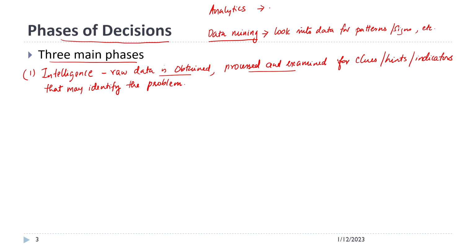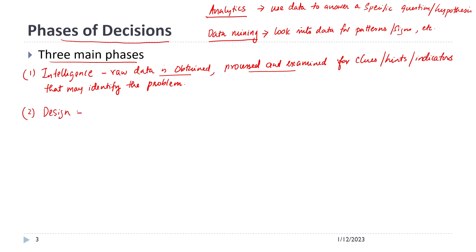Whereas, in analytics, we use data to answer a specific question or hypothesis. You have some specific question in your mind and you look into data to answer that question, whether it is right or wrong. So, that becomes analytics. We will be distinguishing analytics and data mining in the decision support system. So, the first phase is intelligence, then comes the second phase, which we call design.